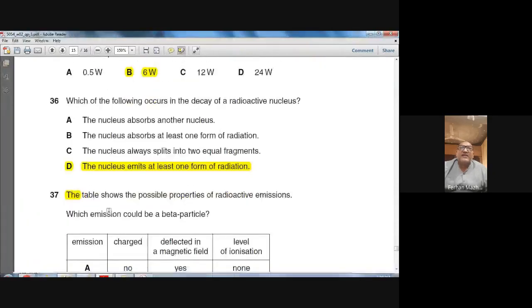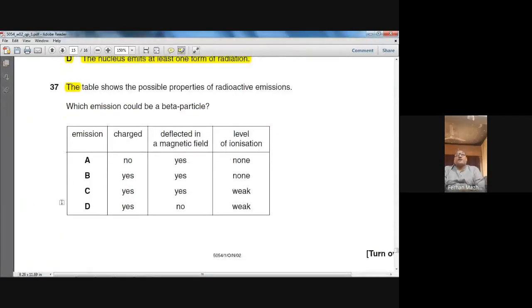And then question number 37. The table shows the possible properties of radioactive emissions. Which emission could be a beta particle? The beta particles have a negative charge on them, so they have the charge. They are deflected in the magnetic field and their level of ionization is weak.